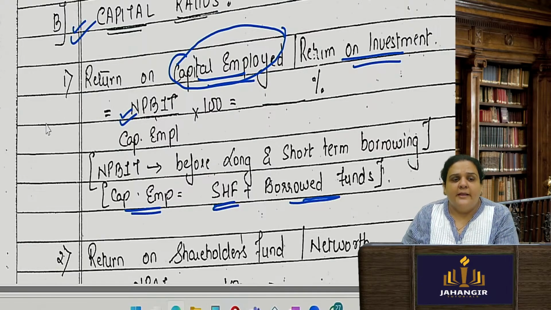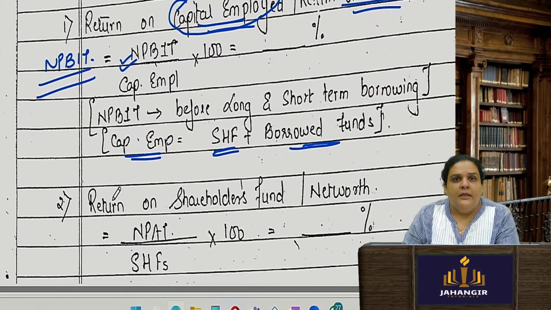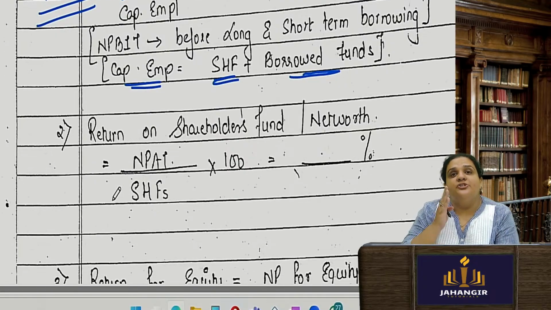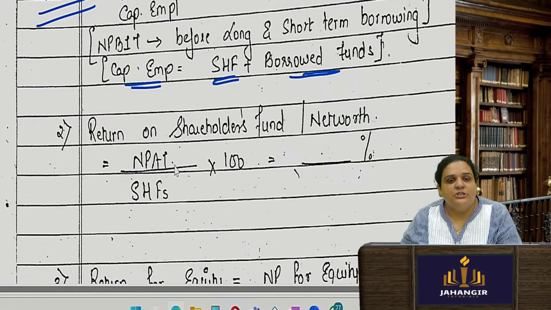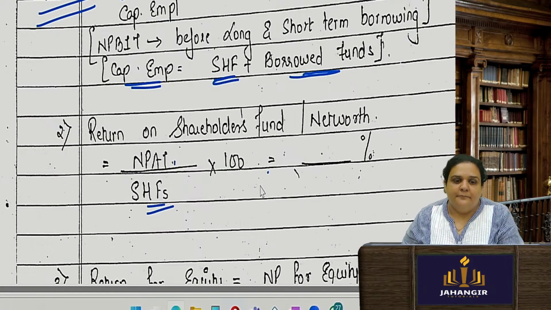So we have to make an income statement. From there we will be able to take our NPBIT, divide by capital employed into 100, again in the form of percentage. If I tell you return on only shareholders' funds, or return on net worth, it means your own capital. Net profit after tax, because that is the profit which belongs to your shareholders. So net profit after tax upon shareholders' funds into 100.